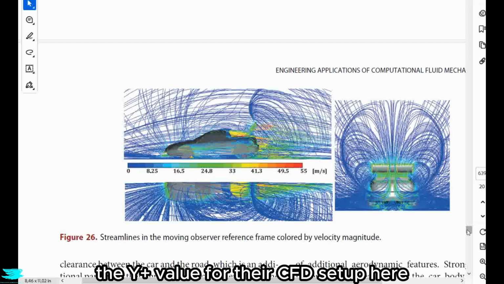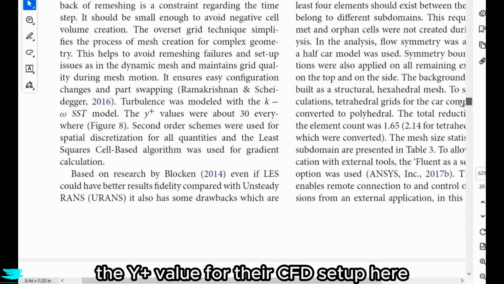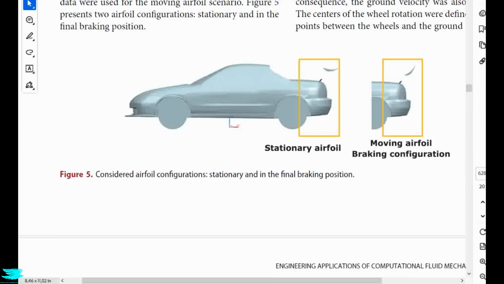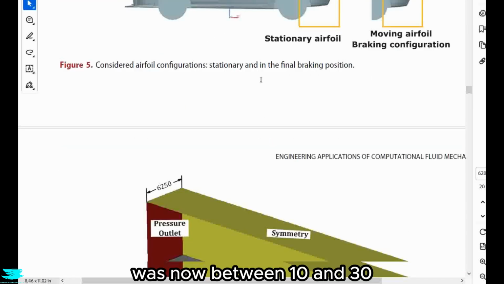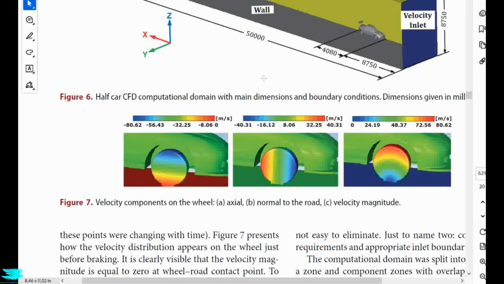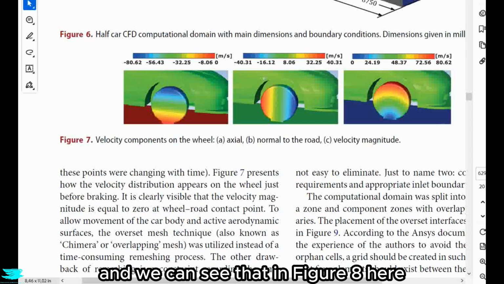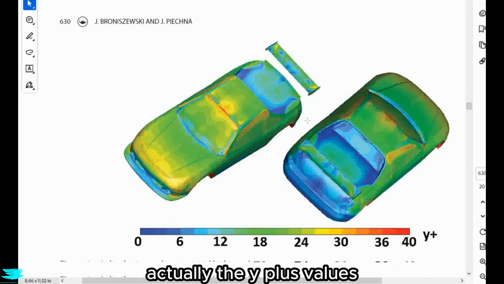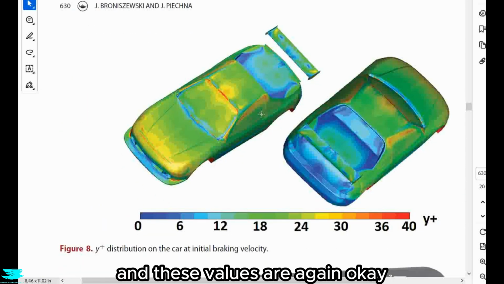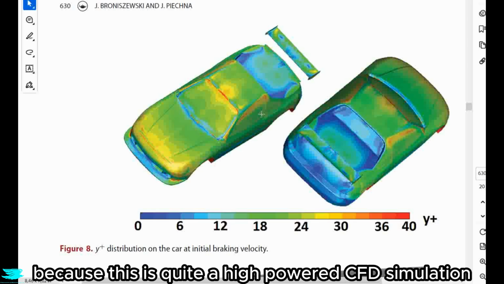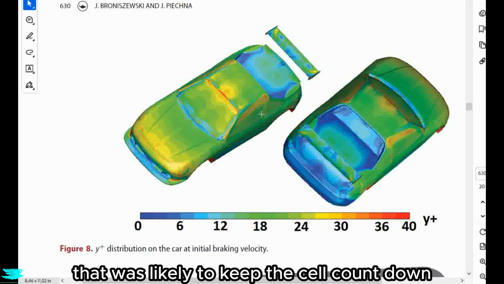Anyway, the y plus value for their CFD setup here was now between 10 and 30. And we can see that in figure 8 here, actually, the y plus values. And these values are again okay, maybe a touch high, but again, because this is quite a high power CFD simulation, that was likely to keep the cell count down.